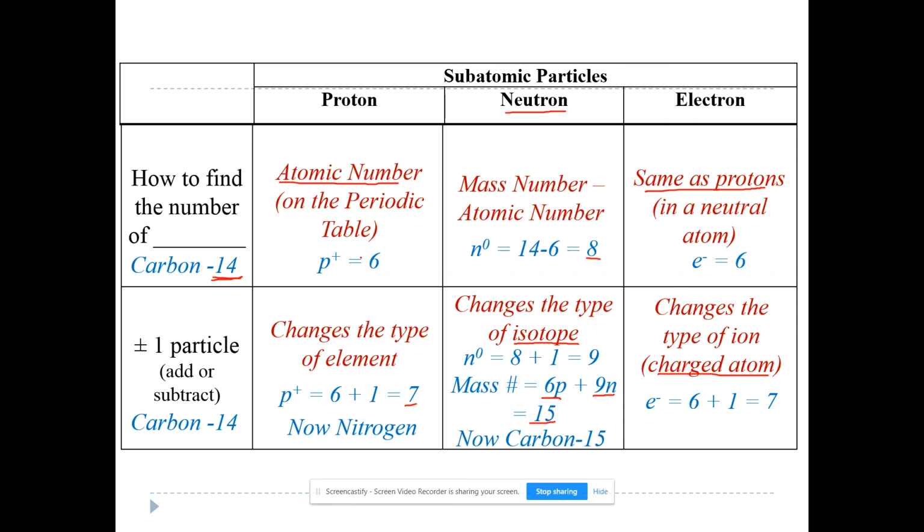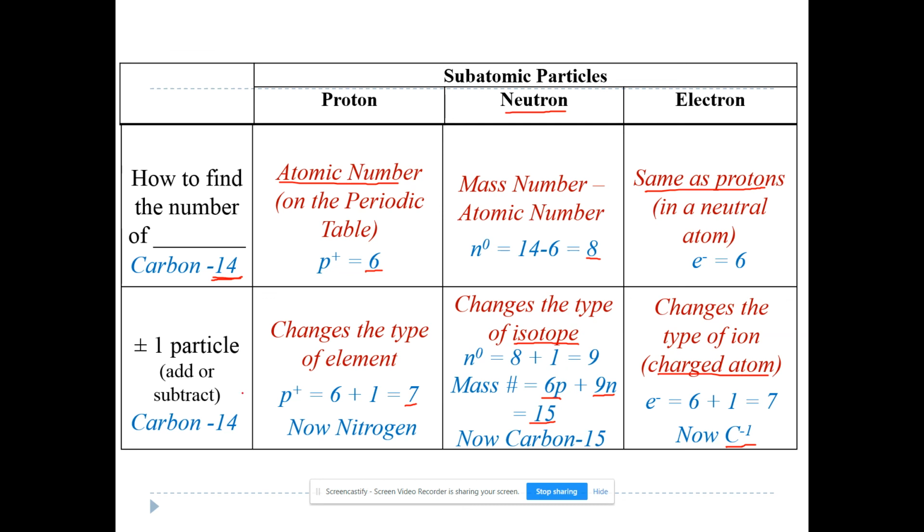I'm going to go back to having 6. Since it's carbon-14, it still has 6 protons. But now the number of electrons is 7. Well, now we have 1 more negative than we have positive. And as a result, now we have a carbon with a -1 charge. So we write the ion symbol with C for carbon and then a -1 over here in the top right.